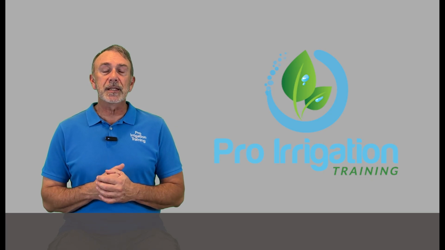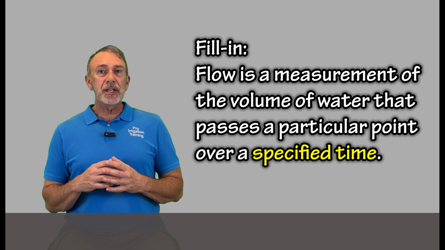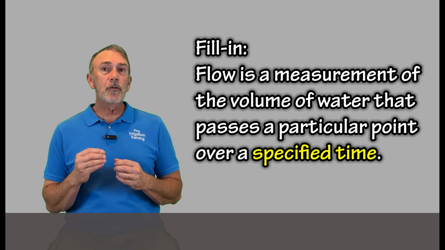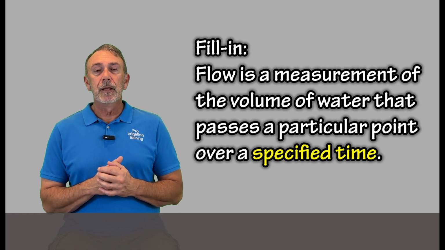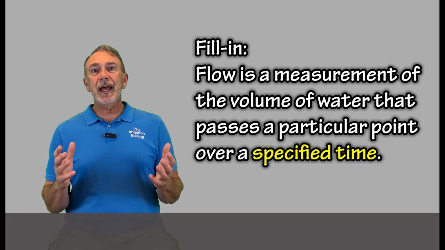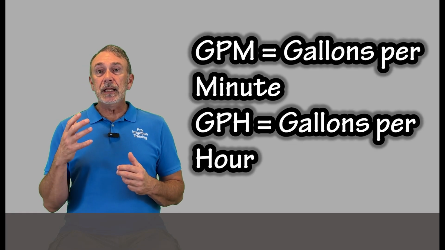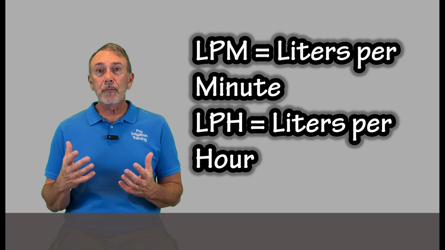So the definition of flow: it's the measurement of the volume of water that passes over a specific point in a given period of time. In the US, we're going to measure this as gallons per minute, right? In other countries, for instance, for the metric system, that's going to be in liters per minute.